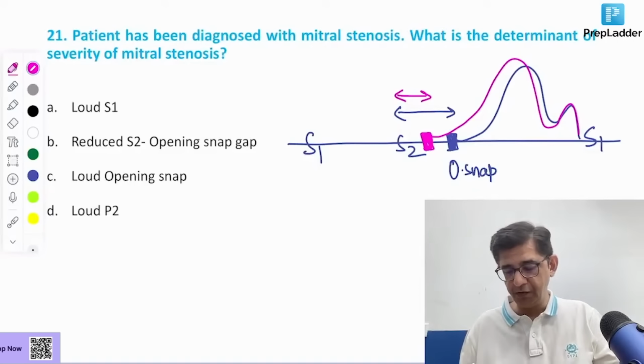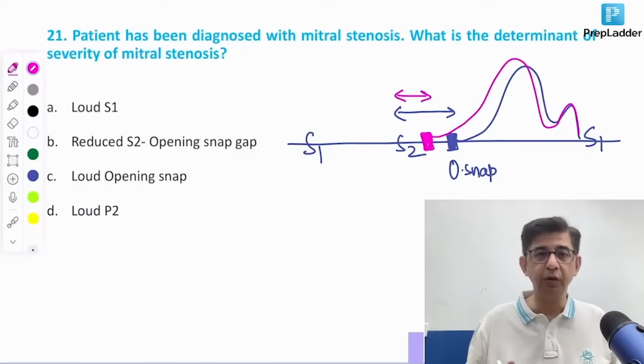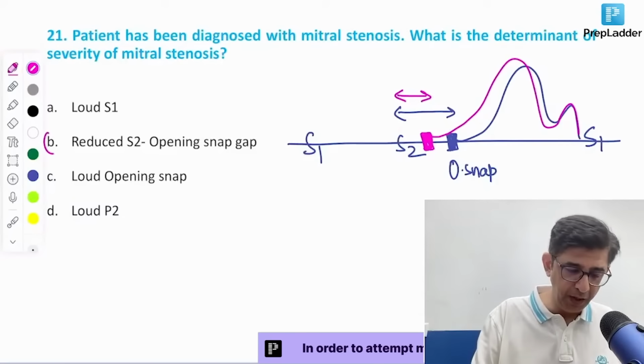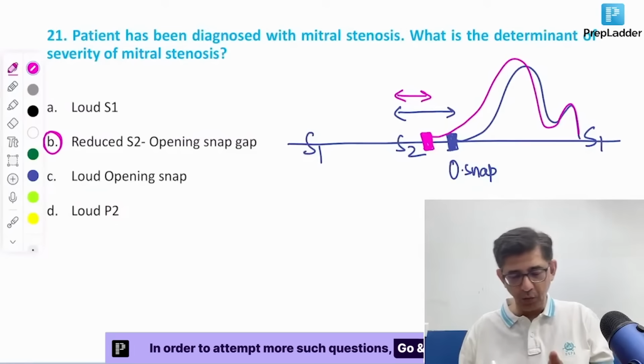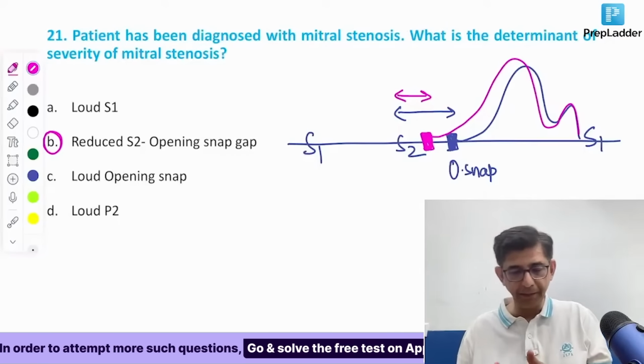The correct answer for this particular one that I'm currently mentioning, before you should answer it, is option number B. It is reduced opening snap gap, which is to be remembered.